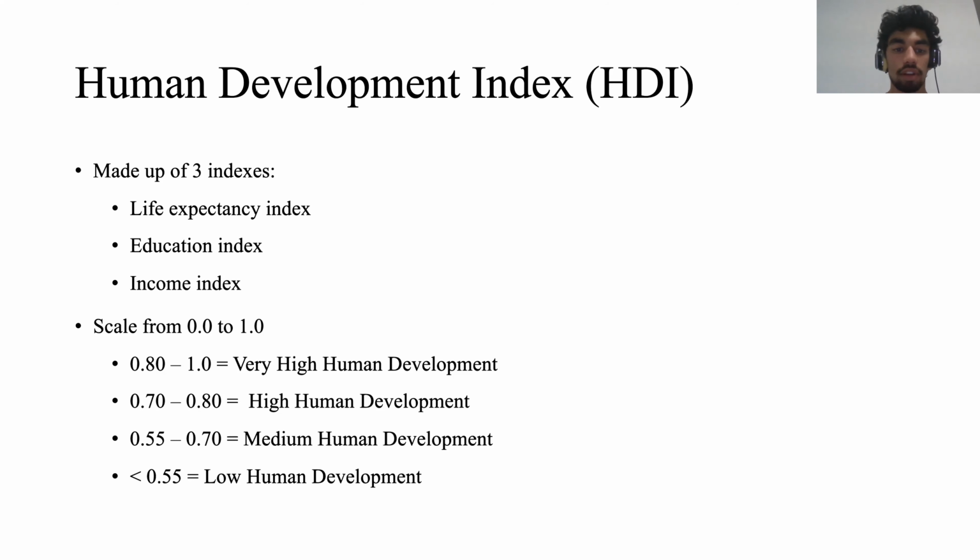Furthermore, it breaks down into 4 separate categories for 4 different levels of human development. 0.80 to 1.0, indicating very high human development. 0.70 to 0.80, indicating high human development. 0.55 to 0.70, indicating medium human development, and anything below 0.55 indicating low human development. I will be revisiting this when I talk about the validity of my sample size in representing the population.